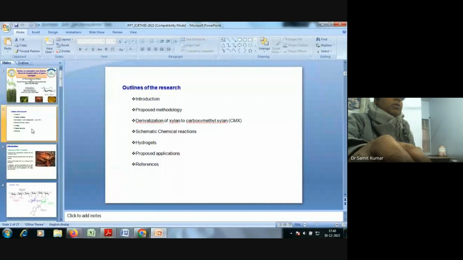This is the outline of our research, in which we focus on introduction, proposed methodology, derivatization of xylan to carboxymethyl xylan, schematic chemical representation, hydrogel preparation, proposed applications, and references.